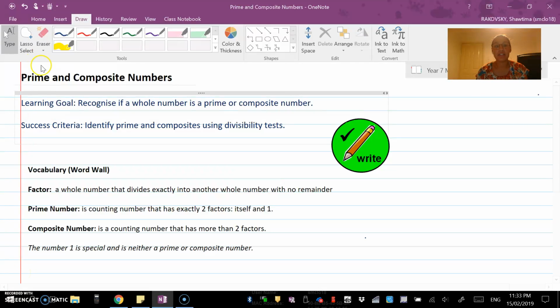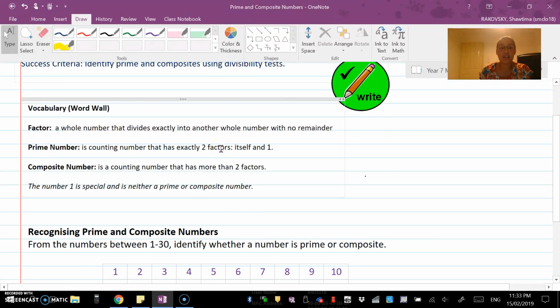Hi everyone, in this video we're looking at the definitions of prime and composite numbers. So in maths we have different types of numbers, and your learning goal today is to recognize if a whole number is prime or composite. You'll know you've been successful if you're able to identify prime and composite numbers using, say, divisibility tests. So let's get into it.